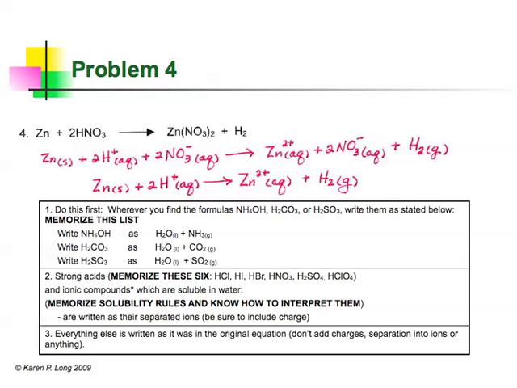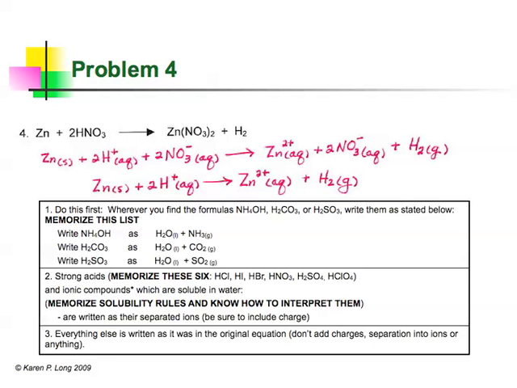Notice the 2H plus and 2NO3 minus again. Since there are two molecules, you get two of each of the ions. How about ionic compounds that are soluble in water? Well, all nitrates are soluble, so the zinc nitrate compound is ionized.